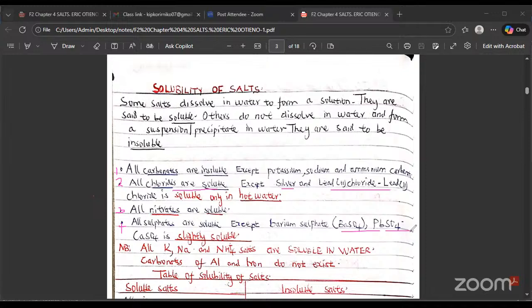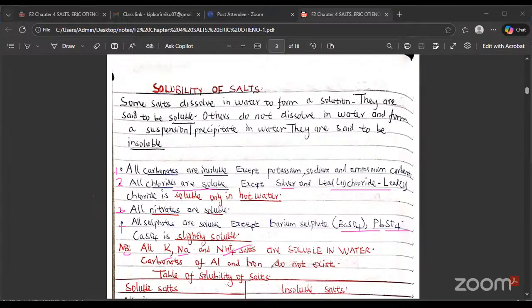So you can see all of these ones are soluble, except carbonates, which are insoluble, except of course the special case, which is in the NB now. So we have NB, which is the note. You note that all potassium, sodium, and ammonium salts are soluble in water. Whether you have ammonium chloride, ammonium sulfate, ammonium nitrate, ammonium carbonate, they are soluble. The same case applies to potassium, sodium, and the rest.